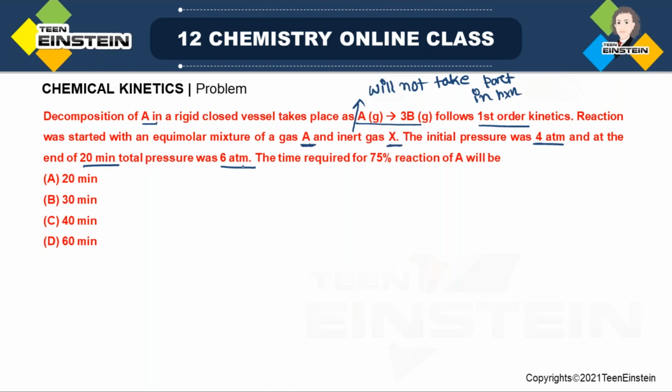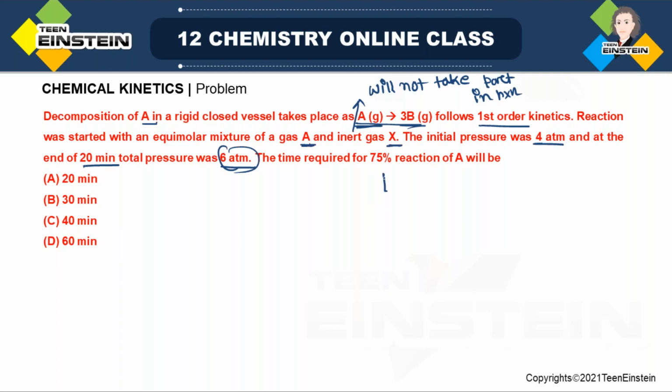And if you look at the equation carefully, from 1 mole of A you are getting 3 moles of B. Both are gaseous, so obviously pressure will increase. So 6 atmosphere, this value that you are seeing here, is basically the total pressure of the reaction mixture, where both A and B are present, and also the inert gas which is not taking part in the reaction.